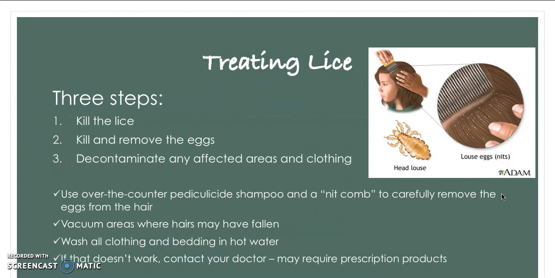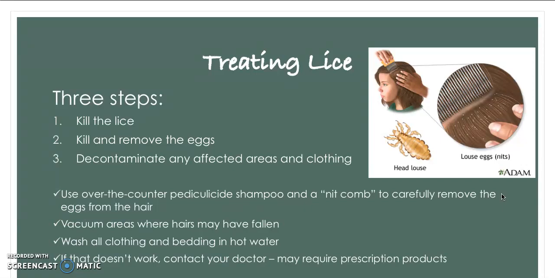So the treatment of lice is what I just talked about. Once you see that there are lice within the hair follicles somewhere, usually on the scalp because they're pretty hidden. I think if you have something crawling around on you, you're going to see it easier than in your hair. But the 3 steps basically are to kill the lice, remove the eggs, and decontaminate any affected areas, as well as clothing. So it's pretty important. You want to treat it, but you also want to prevent it from continuing or coming back.